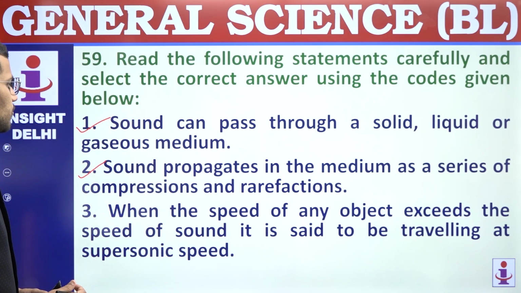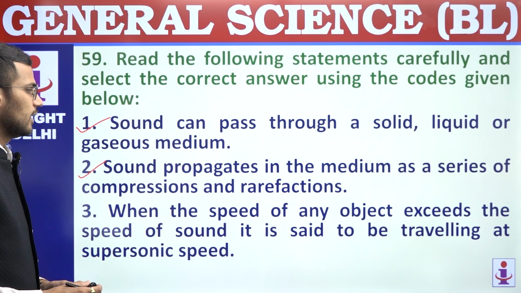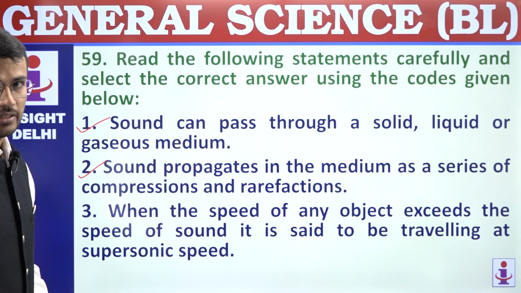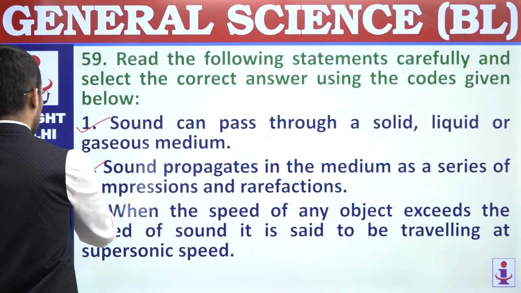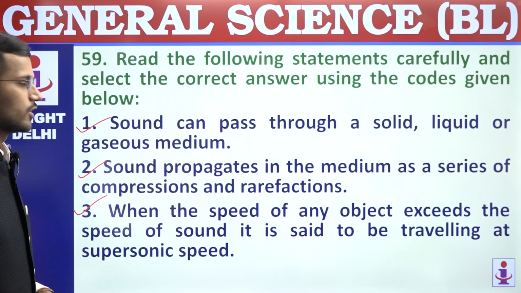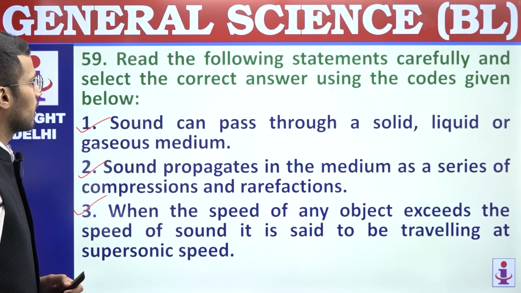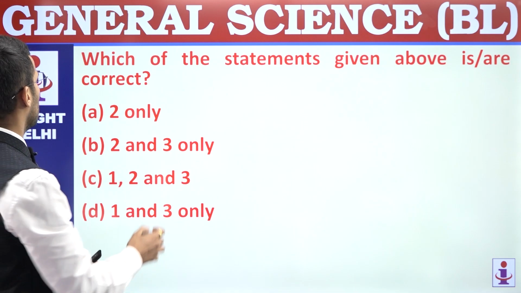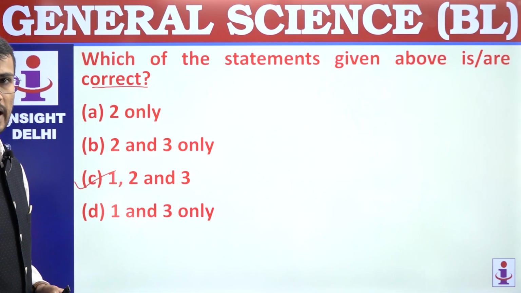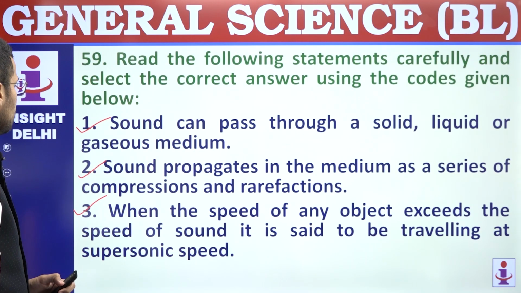Third, when the speed of any object exceeds the speed of sound, it is said to be traveling at supersonic speed, right? So if the speed of the object is more than the speed of sound, it is supersonic speed. So all these three statements are correct. We are supposed to find out correct statements only, hence answer is C, 1, 2 and 3. Question number 59, answer is C.